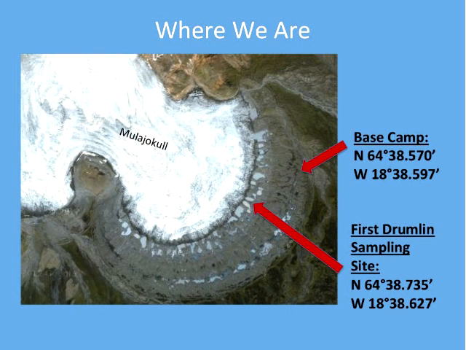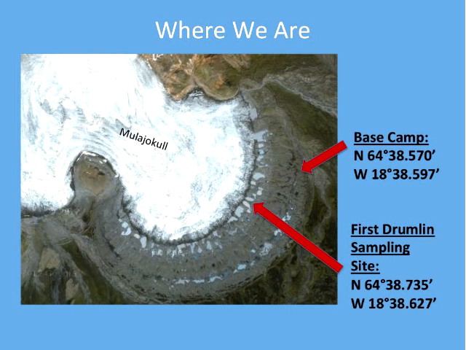Great. Okay, so where we are, this image is from Google Earth, and you can see the glacier Muleyjokul coming through a confined valley of mountains, and Muleyjokul runs off of a larger continental ice sheet called Hufsjökull. The red arrow on top indicates the location of our base camp where I am now, and the arrow below that is the general location of our first drumlin sampling site that we've been at the last 5 or 6 days.